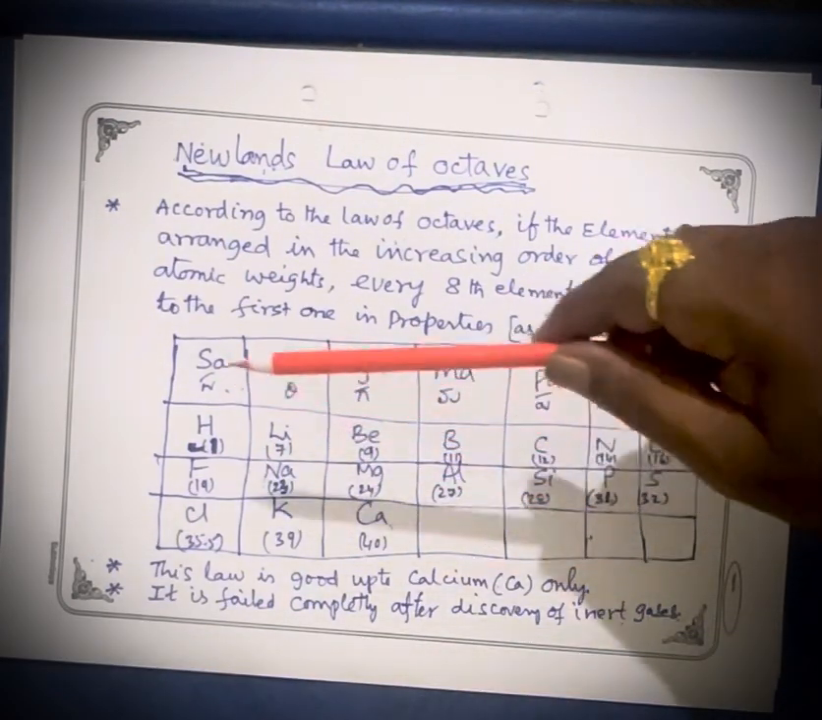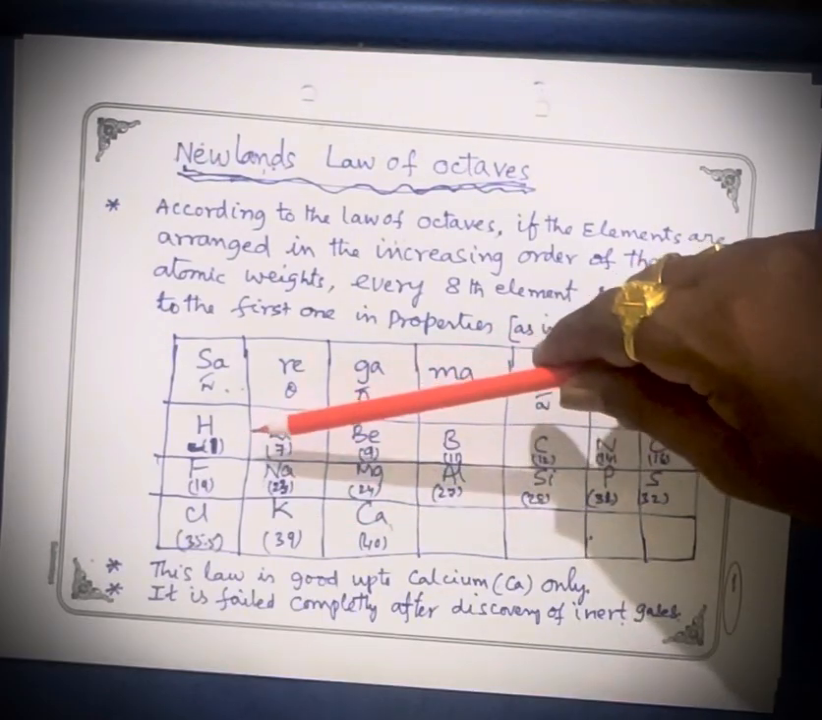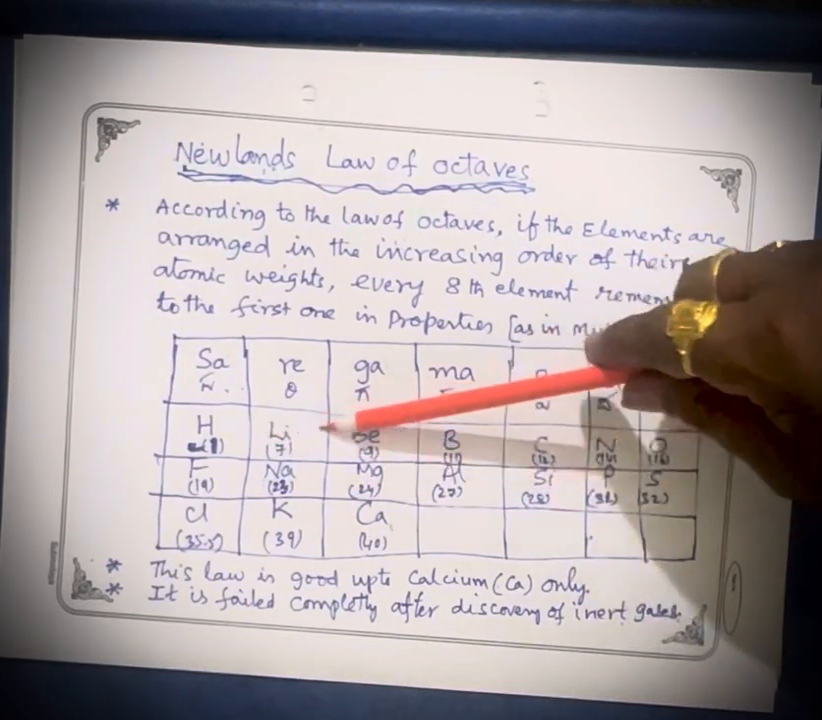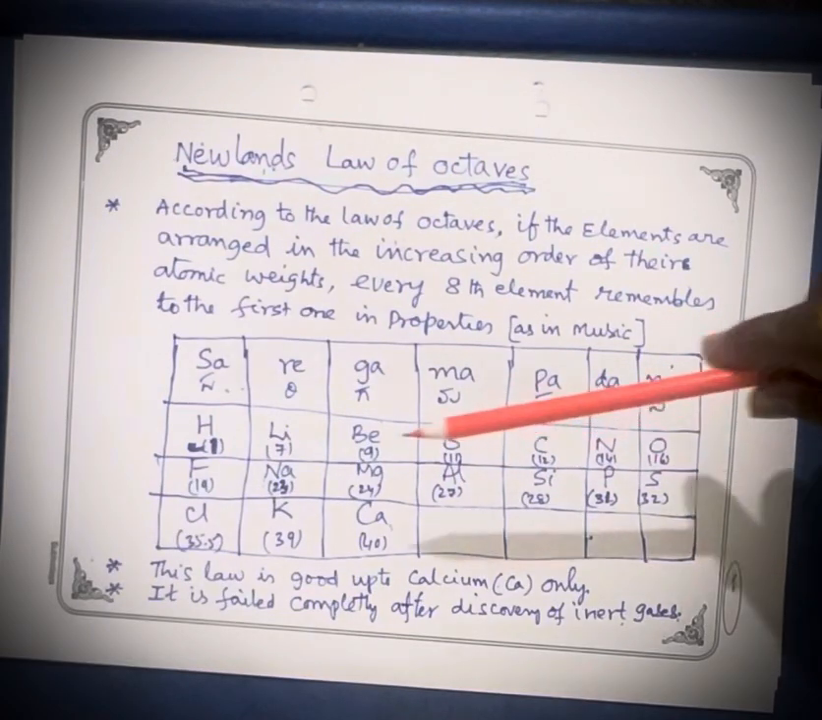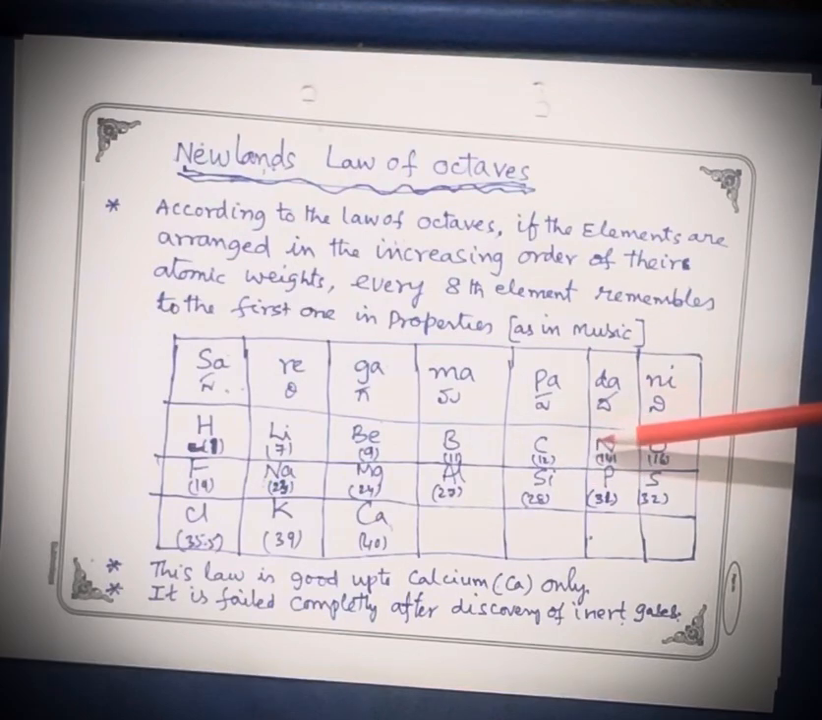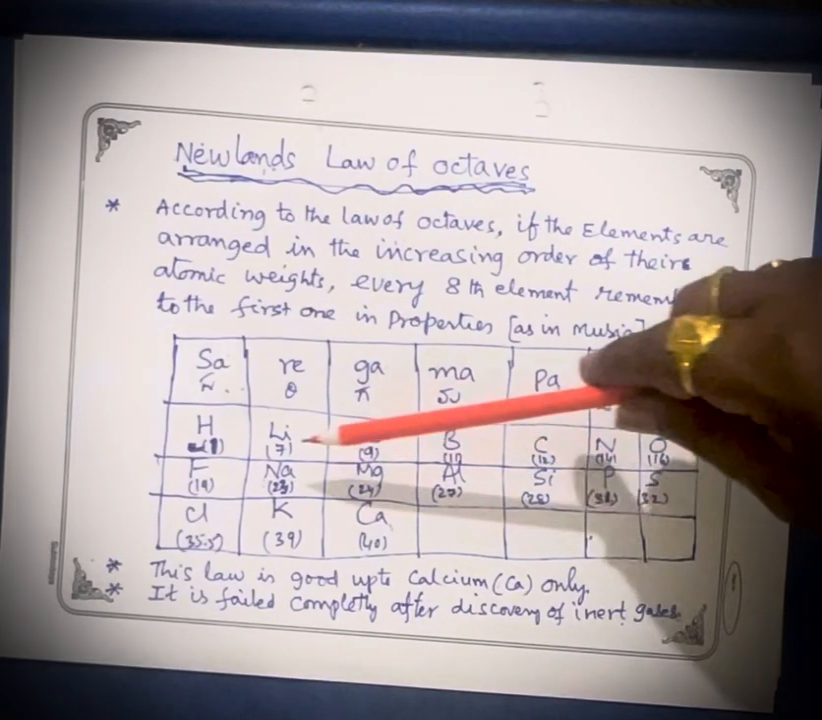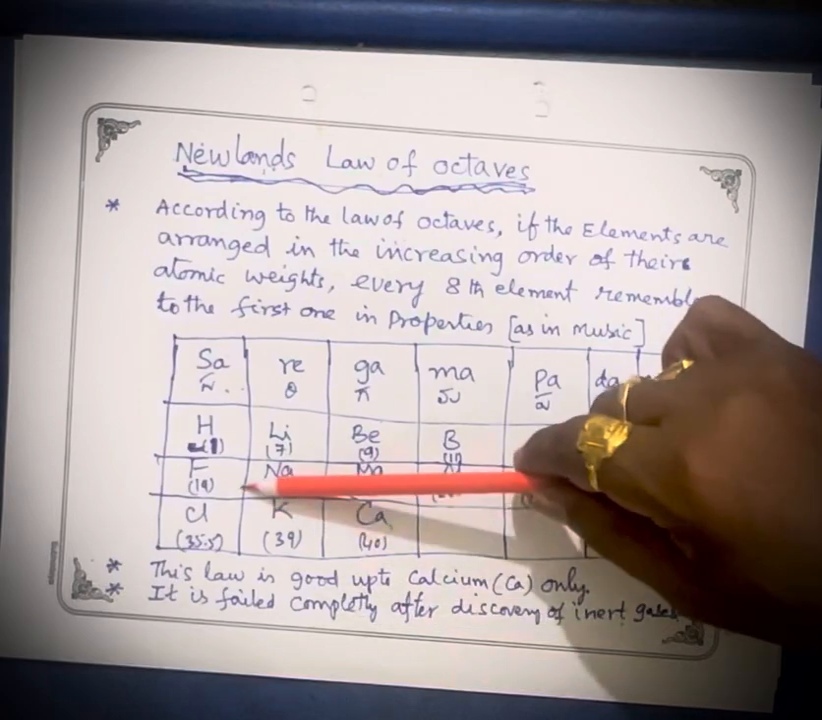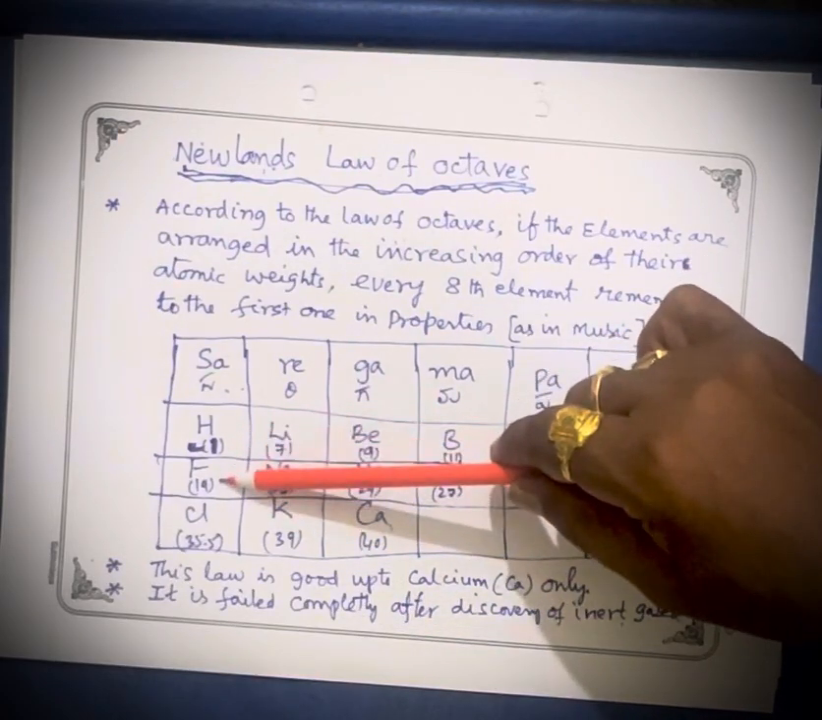Again sa comes. Similarly, at that time some 20 to 21 elements had been discovered. They were kept in increasing order of their atomic weights: hydrogen, lithium, beryllium, boron, carbon, nitrogen, oxygen. These are 7 elements. The noble gases were not there at that time. Afterwards, fluorine, which is a gas, and hydrogen, which is a gas, have similar properties.